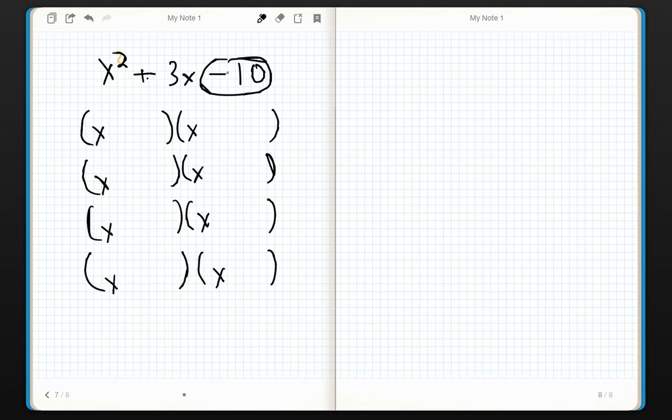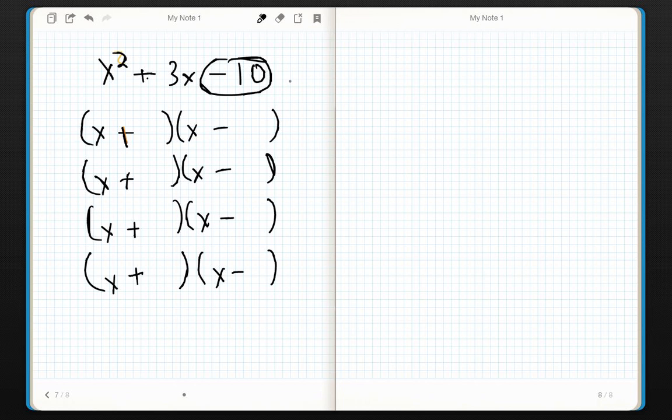To multiply two numbers together and have the product be negative, the signs need to be different. So I know right out of the gate that this is going to be x plus something times x minus something, or x minus something times x plus something. But try to stay consistent so you don't end up doubling it.